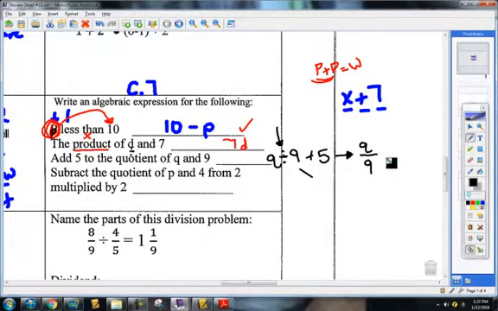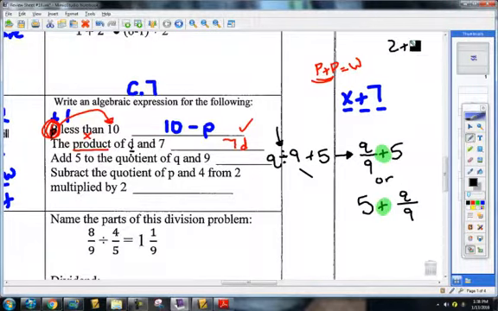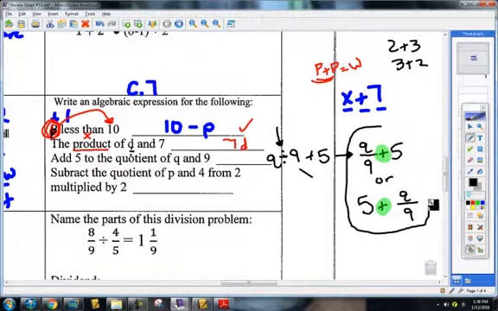So we should write q over 9 plus 5. Now, just so everybody's aware, you could also have 5 plus q over 9. And the reason you can flip the order is because addition is commutative. The order in which you do it does not matter. So 2 plus 3 and 3 plus 2 are the same thing. Okay? Now, if this said subtract 5, that would be a whole different deal. So those are the only two answers I will accept there.